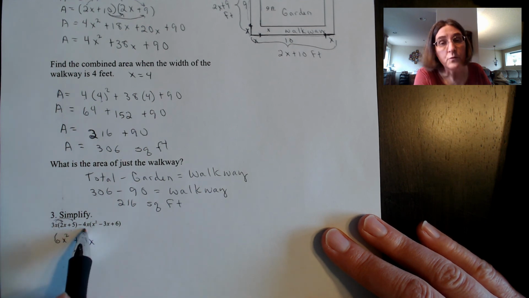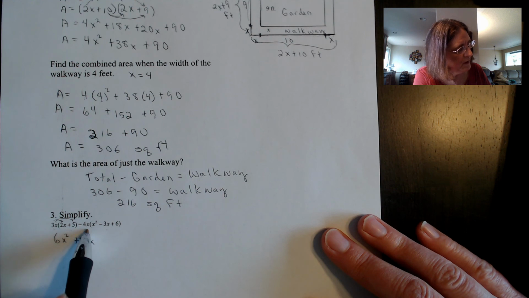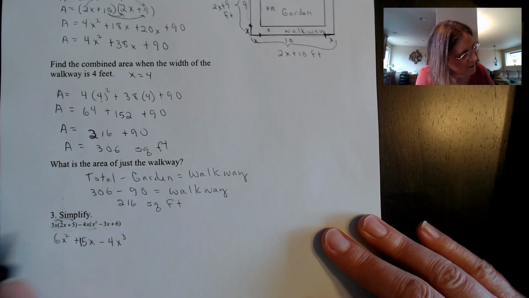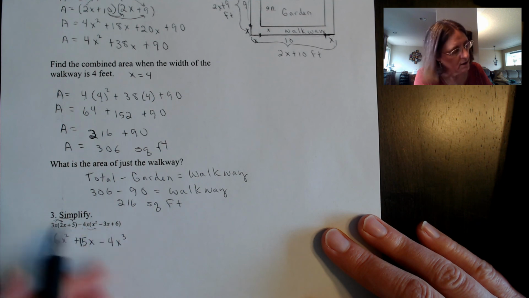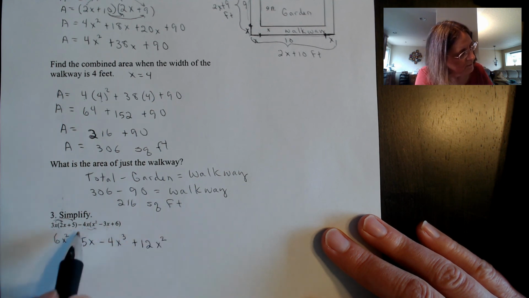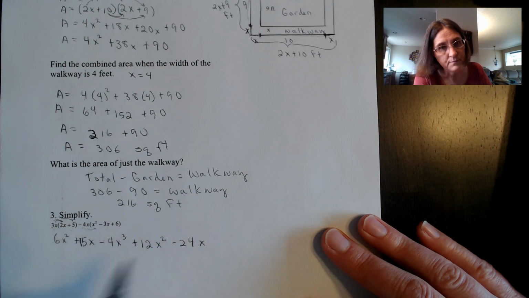And then we have the negative 4x that is distributed into this trinomial. So negative 4x times each term in the trinomial, starting with negative 4x times x squared, is negative 4x cubed. Then negative 4x times negative 3x, which is 12x squared. And finally, negative 4x times 6, which is negative 24x.